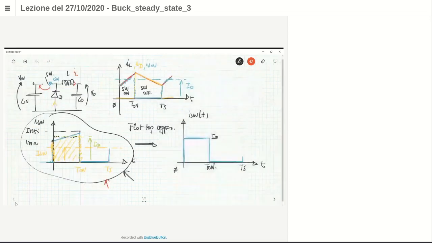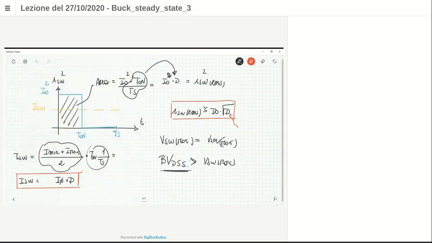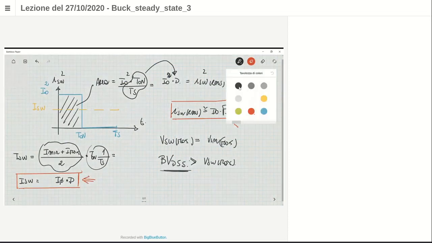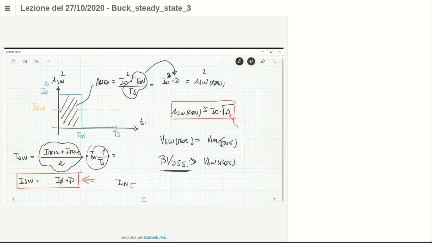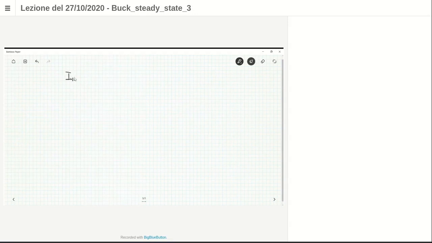But this average current flowing through the switch is also the current flowing through the source, the I in, because no DC current can flow through the capacitor in steady state due to the charge balance characteristic of capacitors. So all the DC component of the switch current is the DC input current. So we can say that the input current is exactly I naught multiplied by D.